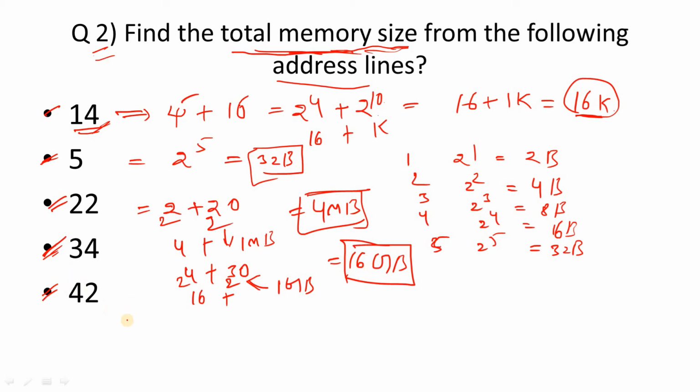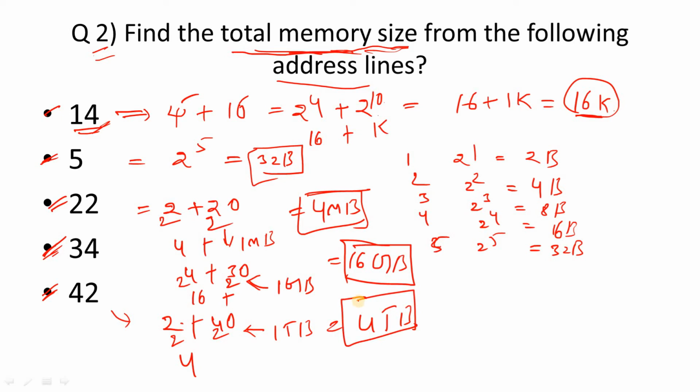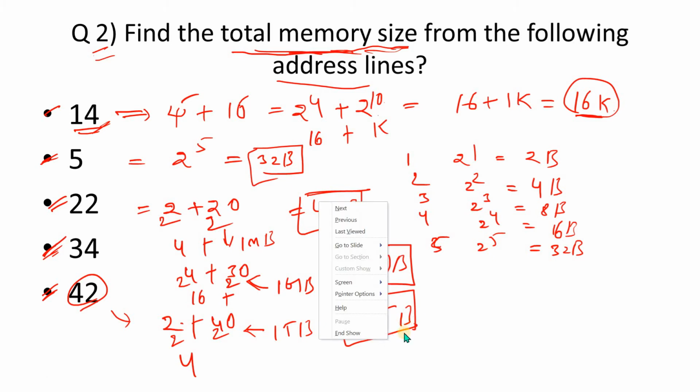Coming to the last case, that means 2 plus 40. 40 means 2 power 40, which is 1 TB, and 2 power 2 means 4. That means 4 TB. The memory size is 4 TB. So with the help of 42 address lines, we are going to access 4 terabytes of the memory.